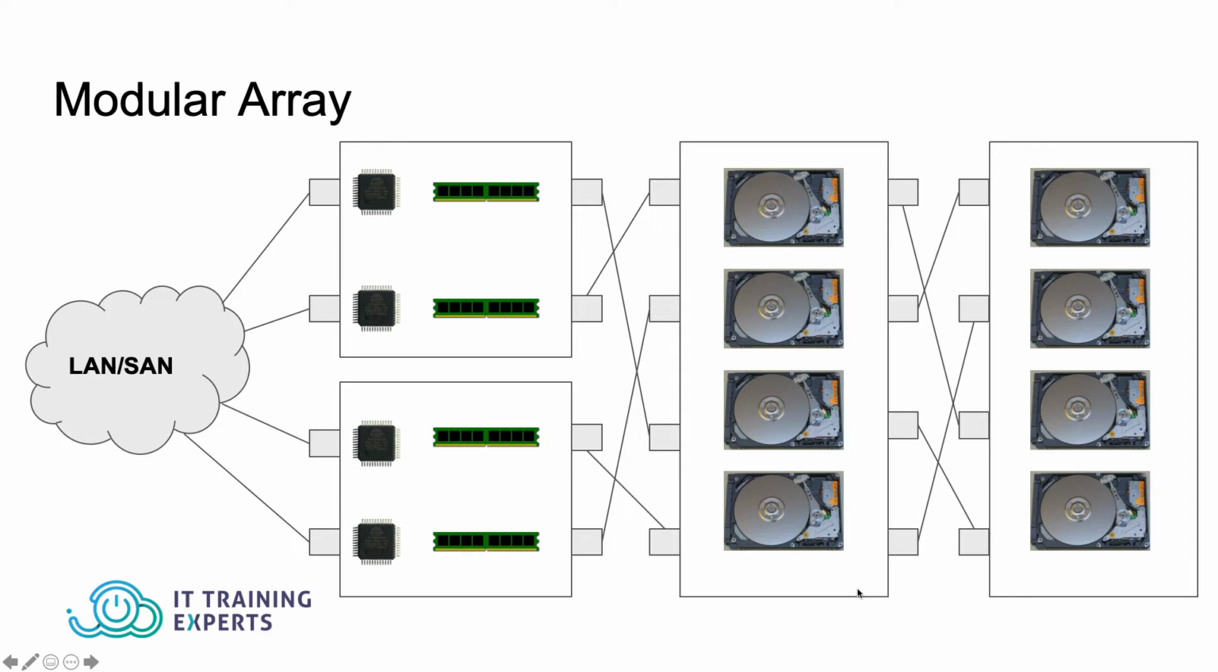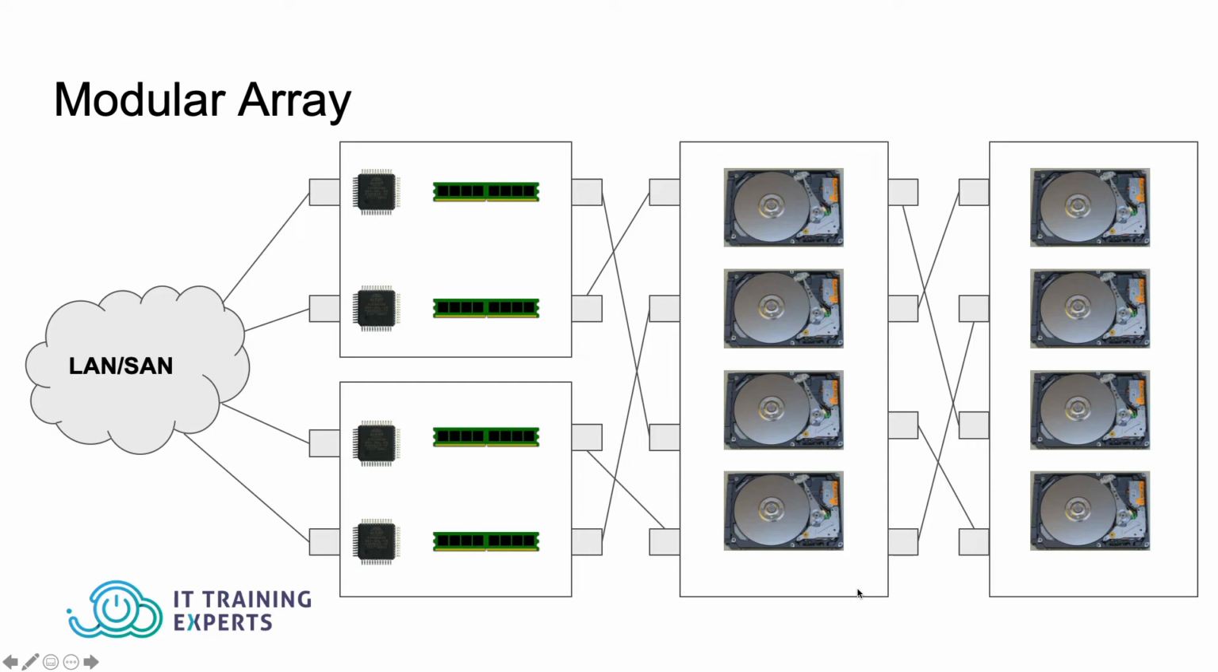But the fundamental flaw in this architecture, this design, is you're stuck with these two controllers. So you have to make sure they're sized accordingly, and make sure you size for growth, and not only from a capacity standpoint, but from a performance and IOPS standpoint. Those are terms we really haven't talked about, but they're key things you have to be aware of when you're sizing a modular storage array.